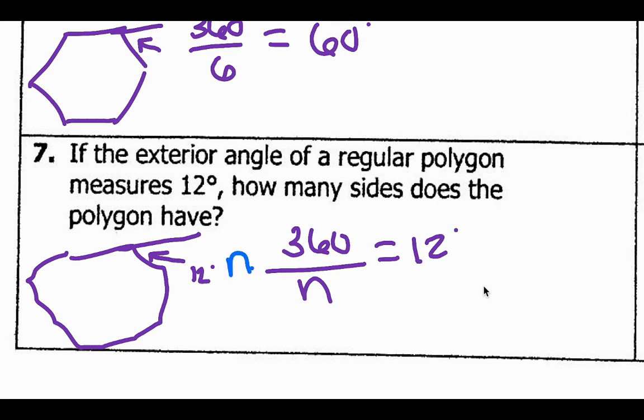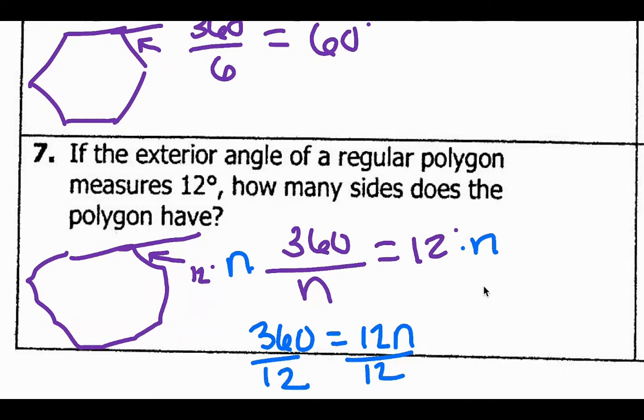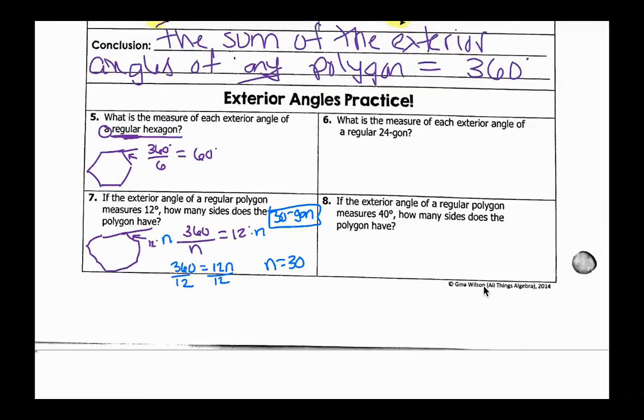So we can manipulate this data to solve for n. I can multiply both sides by n, and I get 360 equals 12n, and I can divide by 12, and I'm going to get that n is equal to 30. So this must be a 30-gon, as it has 30 sides.